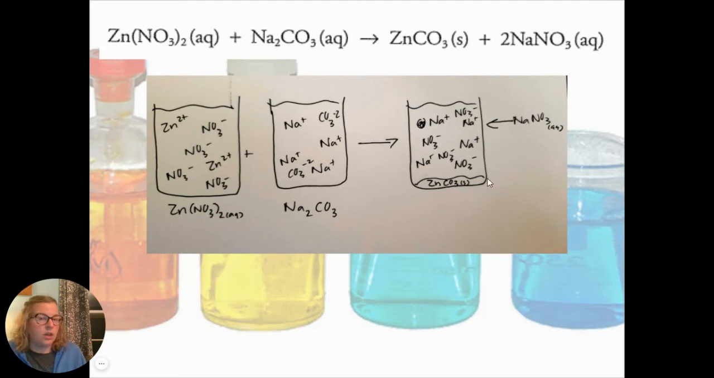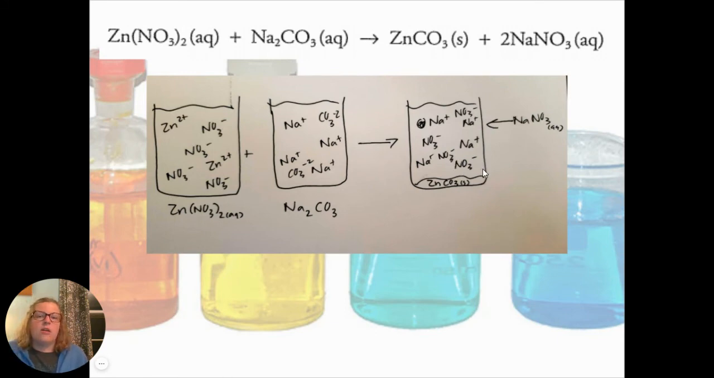Now, I did not feel like drawing little molecules down here. So all I did in this case is I drew a little pile of solid down here. And then my NaNO3 is going to be aqueous, and it's a 1-to-1 ratio. Like I said, quantities aren't going to be super important here to begin with. We'll talk about them more with stoichiometry.